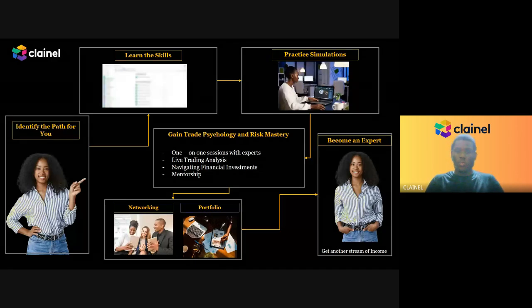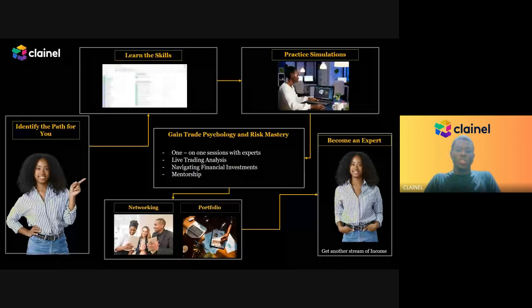One-on-one sessions with experts help to gain trade psychology. Live trading analysis: when you have live trading analysis with other traders like yourself, other forex analysts like yourself, you gain mastery, risk mastery and trade psychology, because once you see what other traders are doing, the parts that you're not good in, you get better. Then navigating financial investments, you will know how much money you're supposed to put in forex trade, or how much money you're supposed to put in investing in cryptocurrency.